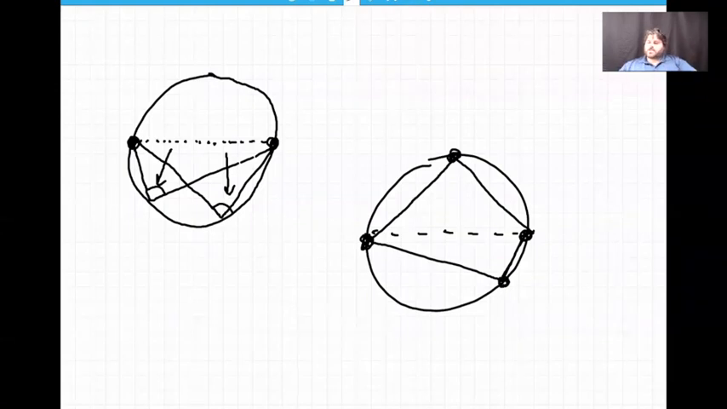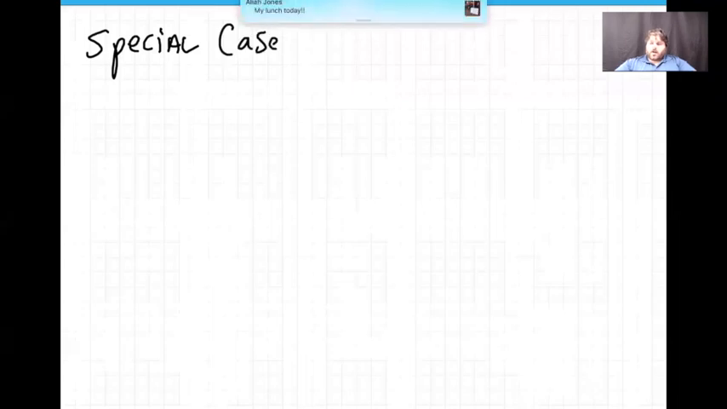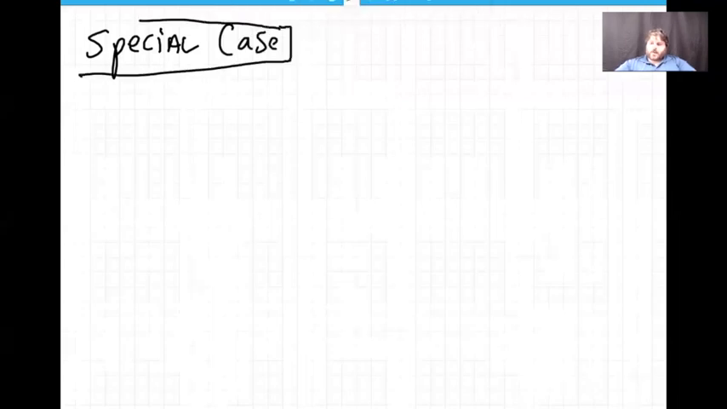When they're on different sides, they're actually supplementary. So if we call this angle D, and we call this angle C, we're going to say that angle C plus angle D actually equals 180 degrees. So these two are now supplementary, okay? If they're on the same side, they're equal. If they're on different sides, they're actually supplementary to each other, okay? These two inscribed angles. All right, a few special cases. So here's some cases that are sort of special, but deal with the same idea, okay?